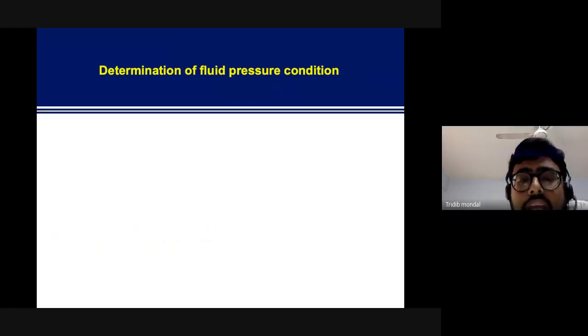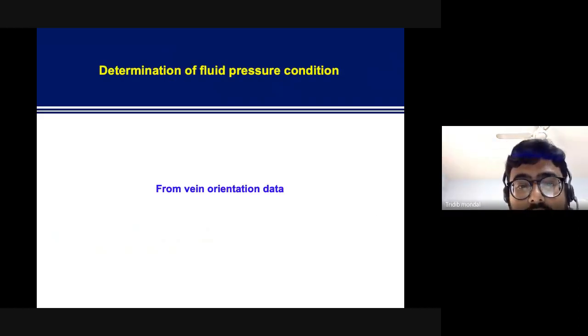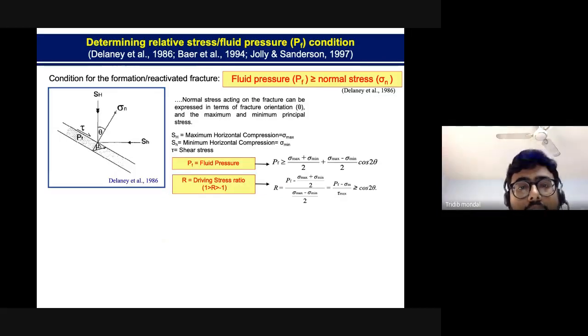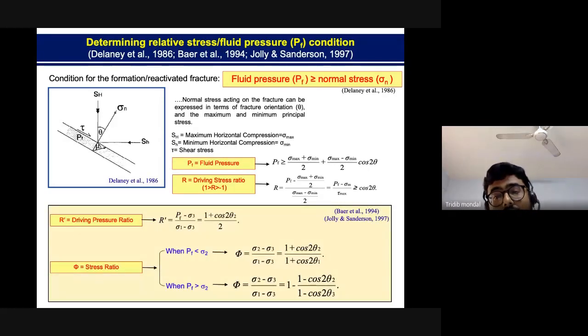Now coming to the determination of fluid pressure condition in that region. That has been done from the vein orientation data. Following Delaney et al. 1986, we can say that for the formation of a reactivated fracture, we need very high fluid pressure, and that should exceed the normal stress acting on the fault plane. And following Baer et al. 1994 and Jolly and Sanderson 1997, we can use the driving pressure ratio R dash and the phi stress ratio.